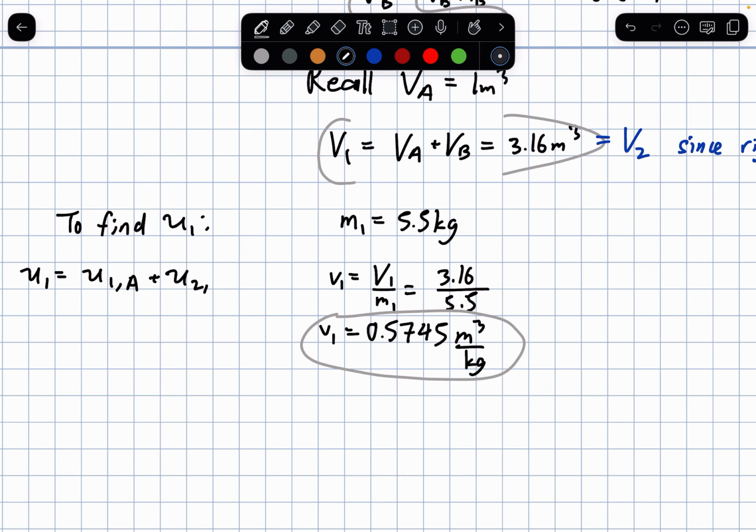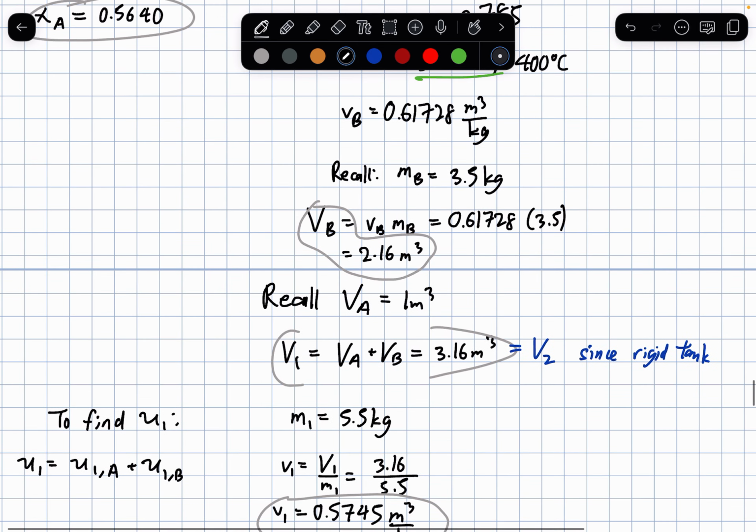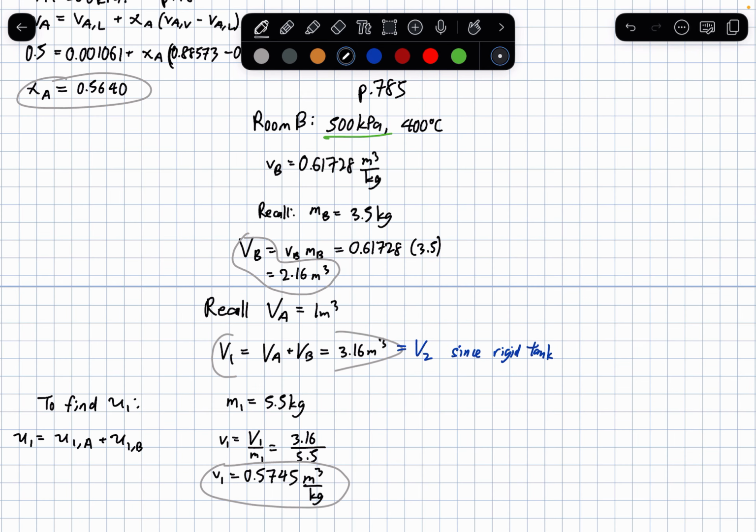Maybe this is what we're gonna do. Actually, let's try that. Also, under these conditions, 500 kPa and 400 degrees Celsius, 2963.19. This is kilojoules per kilogram.